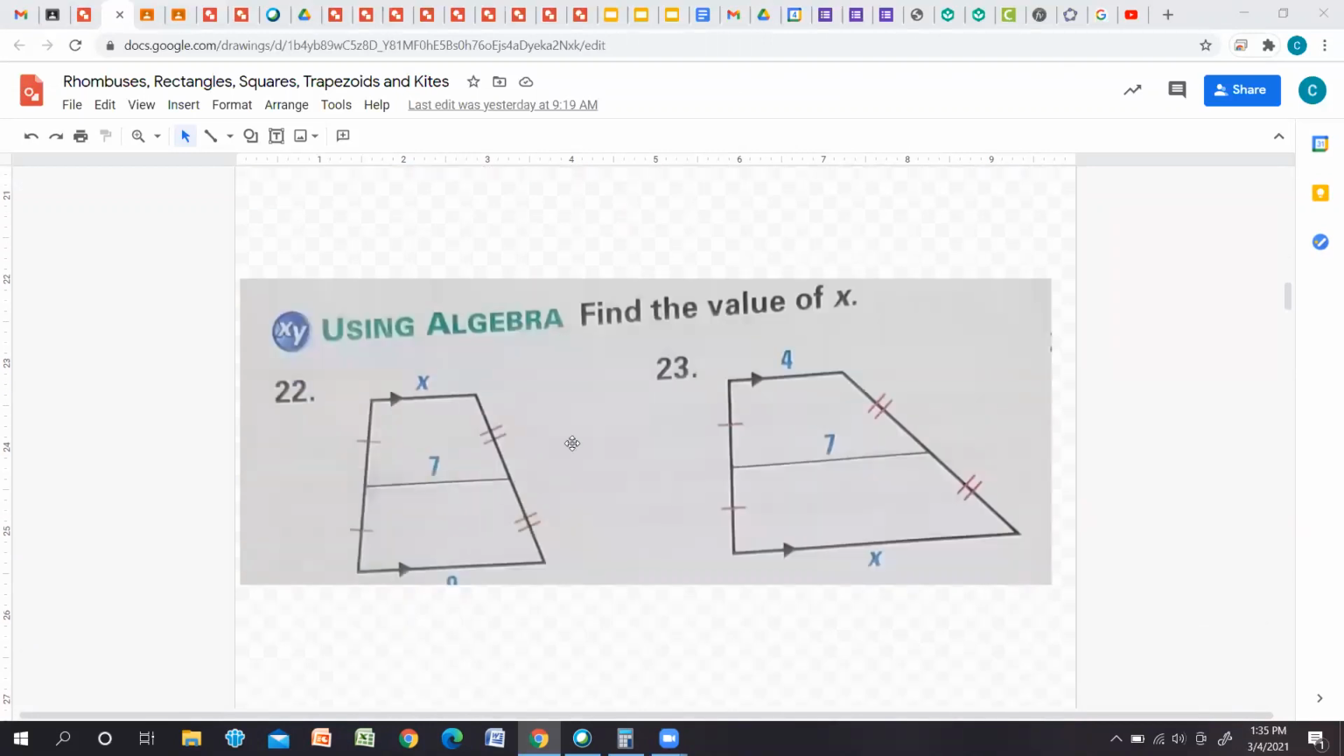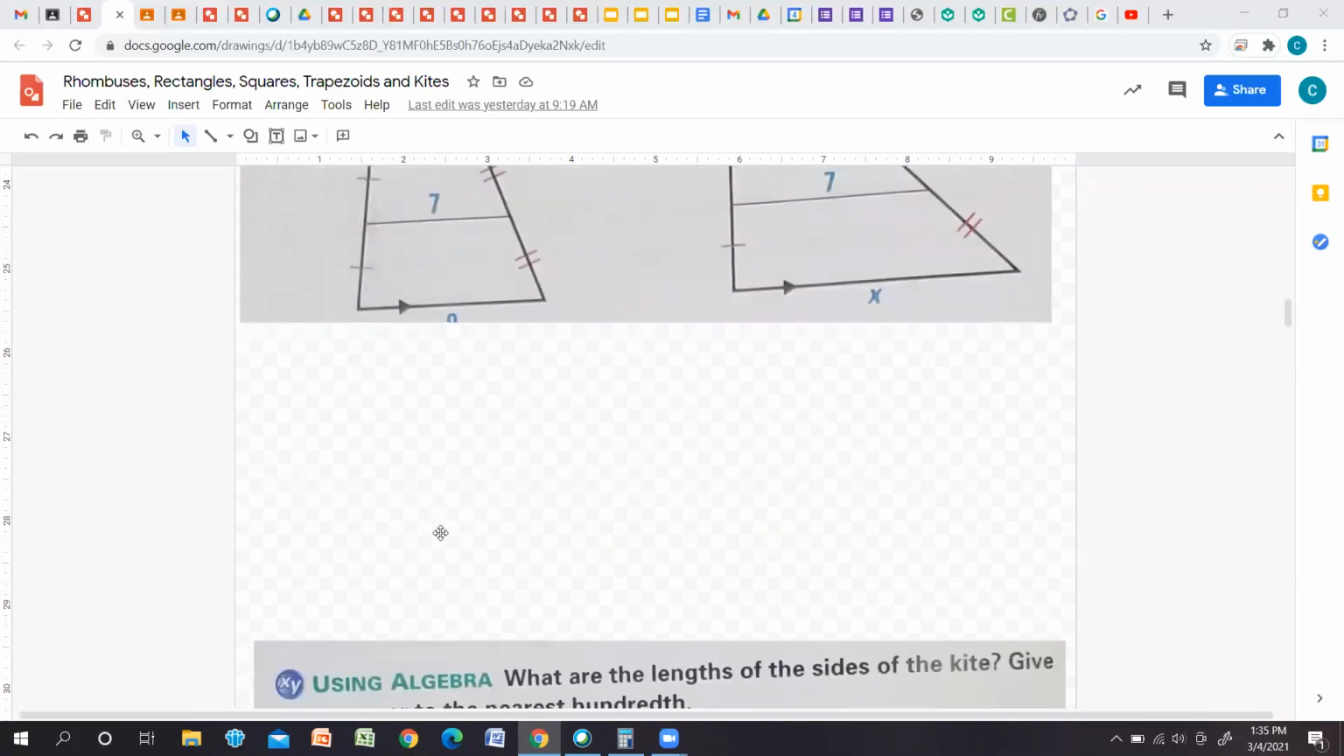Now here are some trapezoids. So you have to use the information here to find the value of x. Notice they give you the middle part. You have to figure out one of the bases. This got cut off. I think this is a 9. I'll fix that in a bit.